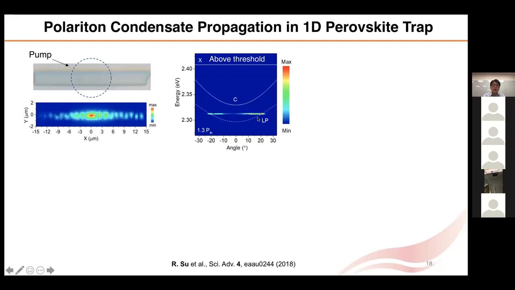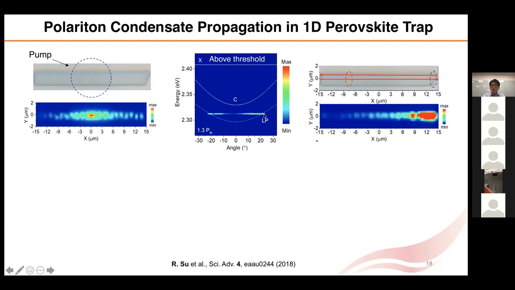So to further probe those propagation dynamics, we pump the end of the wire as shown here. Once above the threshold, as you can see from the real space image, still throughout the whole wire, we can see such interference fringes. It means that the condensate produced at one end has to propagate to the other end and get back to interfere with those incoming condensates. This suggests that some polaritons have propagated at least twice the wire length, which is around 60 micron at room temperature.